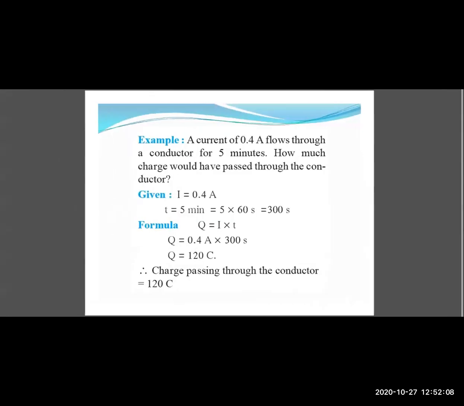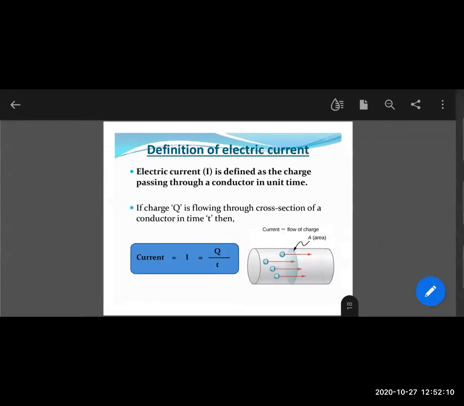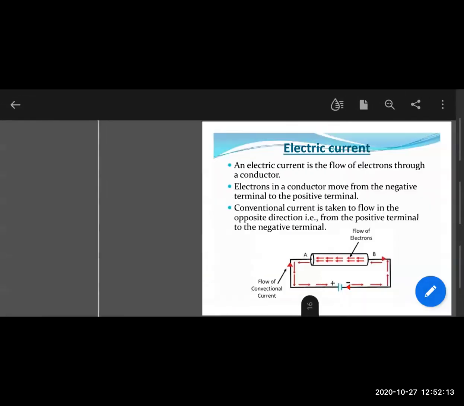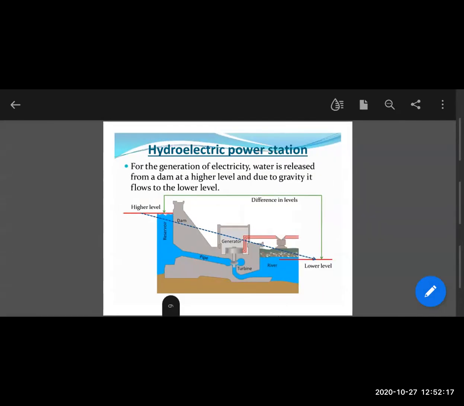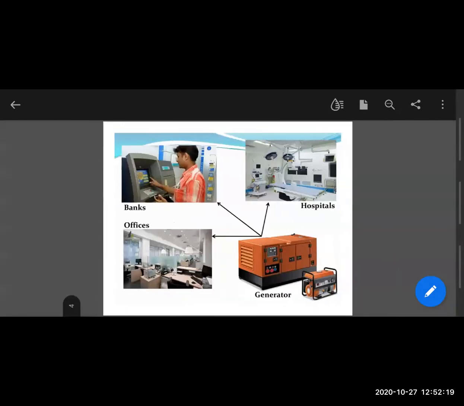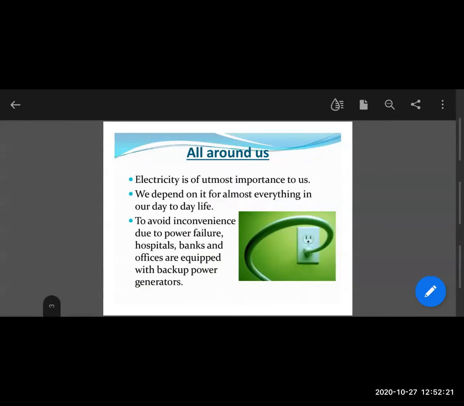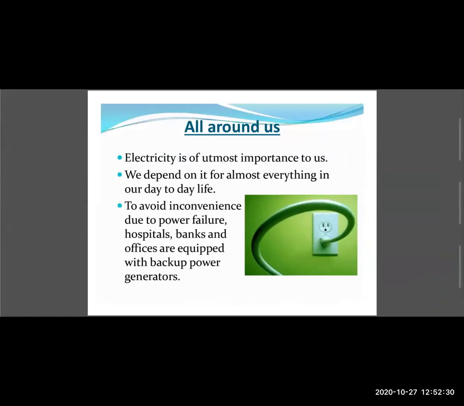Let us slowly revise what we have done today. In the beginning, we saw the various applications of electricity all around us and the dependence of humans on it. In our day-to-day life, we make use of electricity everywhere, so it has a large importance. We have made various arrangements so that uninterrupted power is available to us.